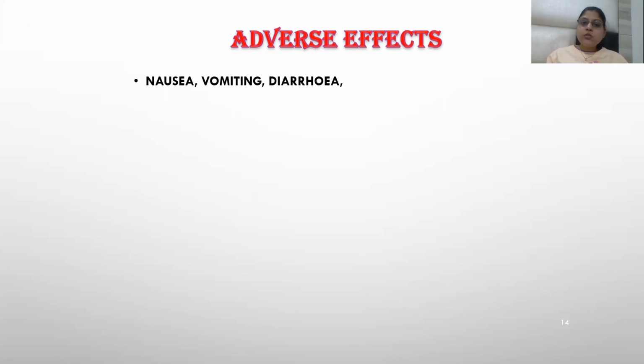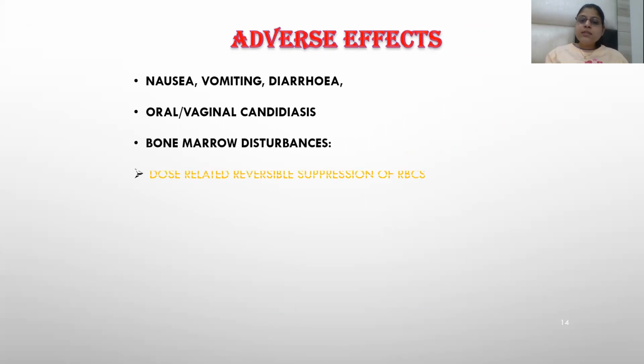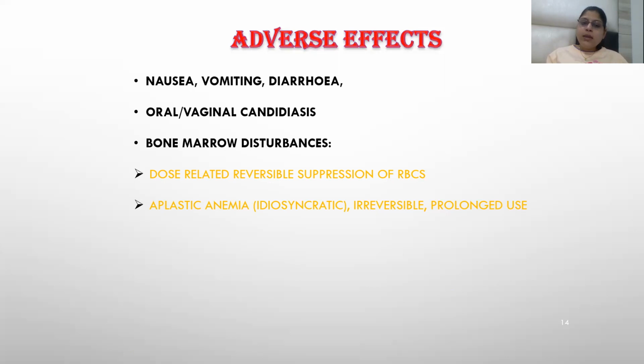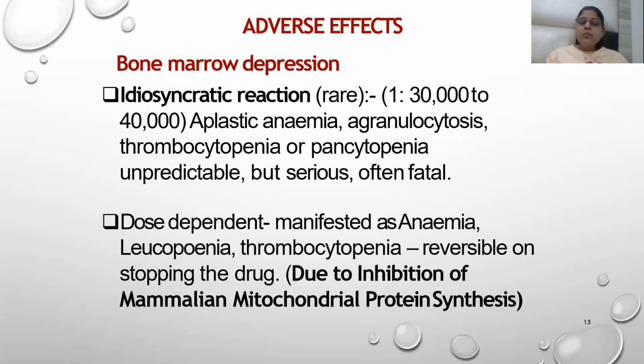Adverse effects: it can cause nausea, vomiting, diarrhea, oral and vaginal candidiasis, and bone marrow disturbances, that is, suppression of bone marrow. Irreversible suppression of RBCs can occur, and with prolonged use, aplastic anemia can occur. It can also lead to gray baby syndrome. Bone marrow depression is an idiosyncratic reaction, occurring in 1 in 30,000 to 40,000, a rare case. Aplastic anemia, granulocytosis, thrombocytopenia, and pancytopenia are unpredictable but serious, often fatal.